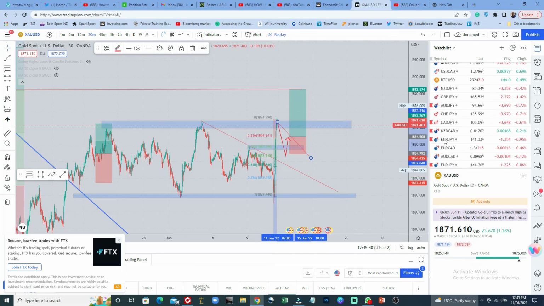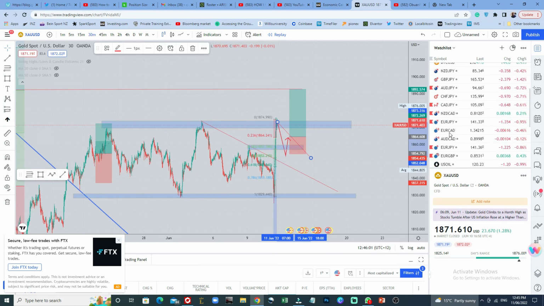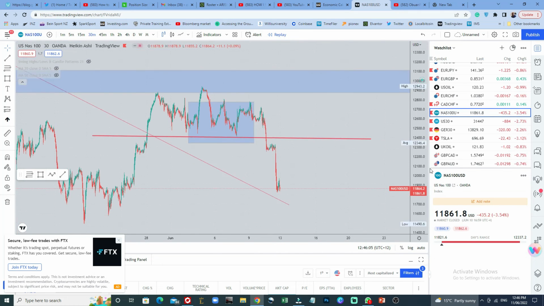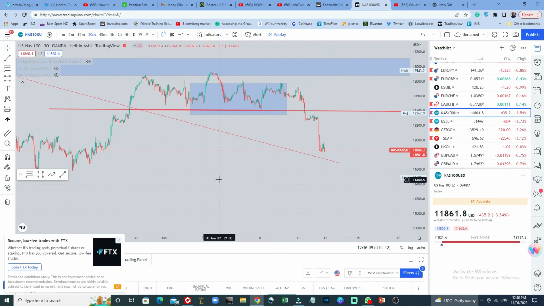Now let's just go to the indices. We have 3 indices here that we usually look at all the time. DXY is an index actually, but we didn't do analysis there. So let's just go to NAS 100. Now NAS 100, how did it perform last week?